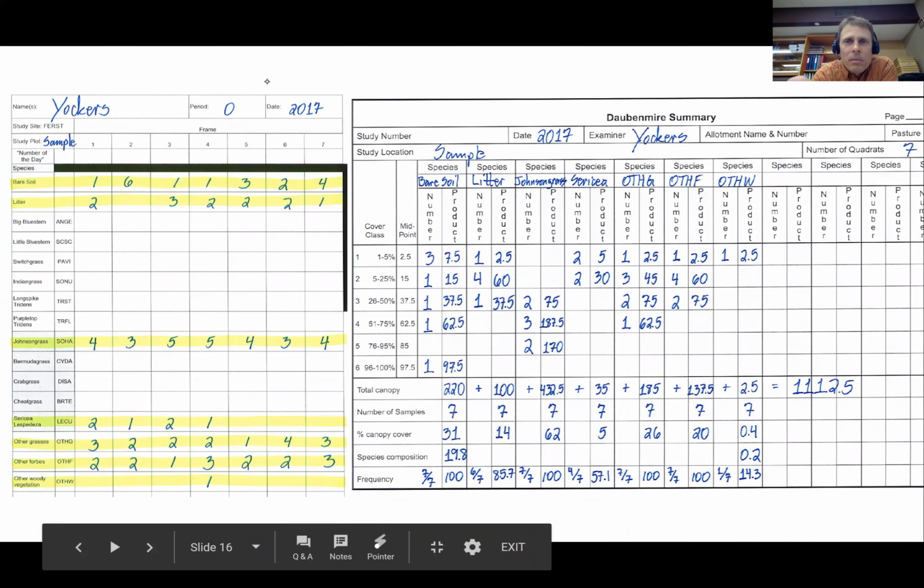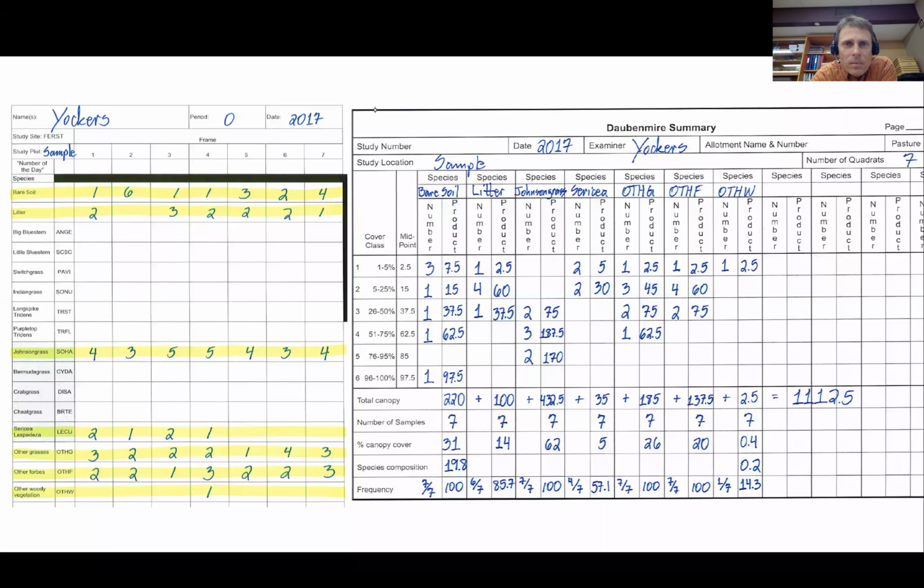The way that we do this is first we have to total up our total canopy. We have to get a grand total for all of this. So you can see, I put plus signs between all that: 220 plus 100 plus 432.5 on down the row. And so we get a grand total of 1,112.5. That's our total canopy from all the data that we collected.